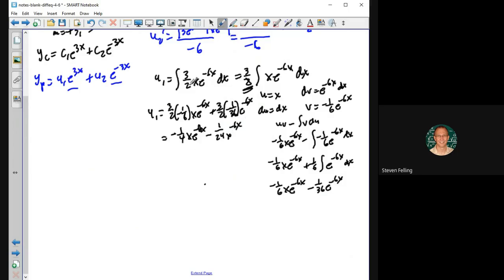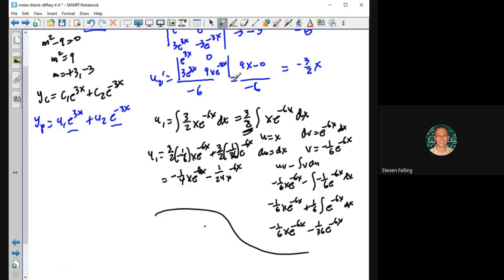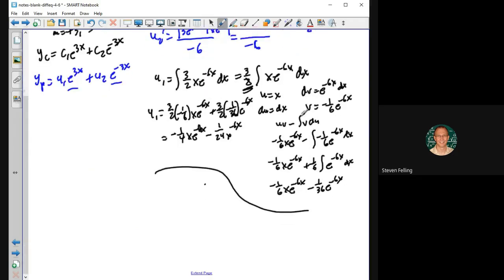So that's u1. Okay, and then u2 is going to be the antiderivative of u2 prime, which is negative 3 halves x. So negative 3 halves x. The antiderivative of that would be negative 3x squared, right? Is that right? No. Negative 3/4 x squared. There we go, negative 3/4 x squared. So that's much easier, okay?